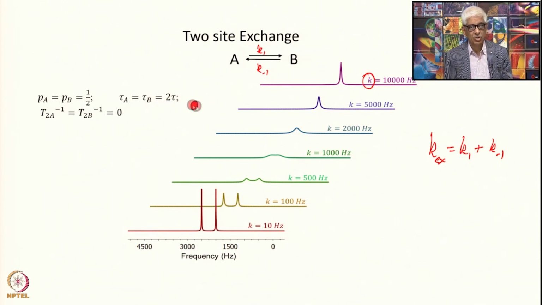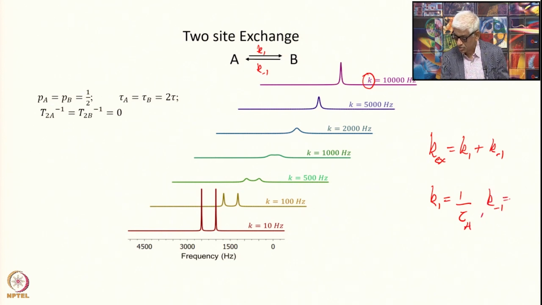So, if I say tau A is equal to tau B is equal to 2 tau, that is the lifetime, and the lifetime is related to the exchange rate. K1 is equal to 1 by tau A and K minus 1 is equal to 1 by tau B. Now if you put tau A is equal to tau B is equal to 2 tau, then you define one rate, the K exchange, which is K is equal to 1 by tau A plus 1 by tau B. A single time constant is defined, this is equal to 1 by tau.